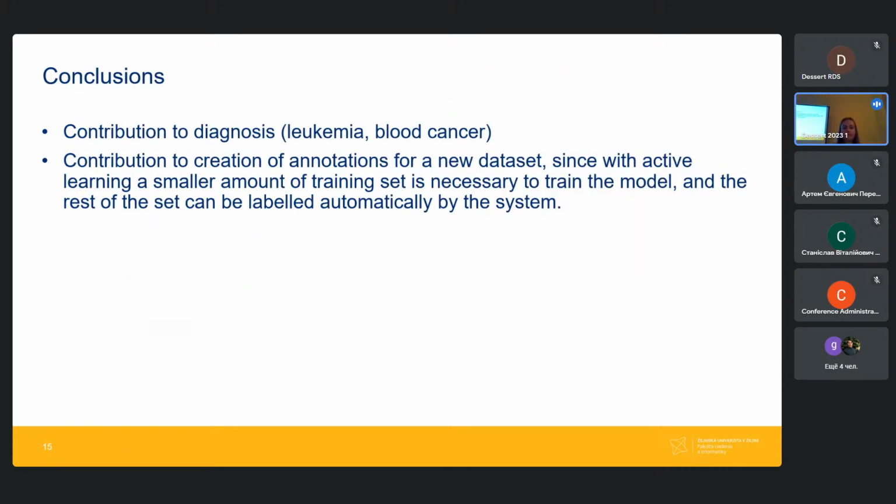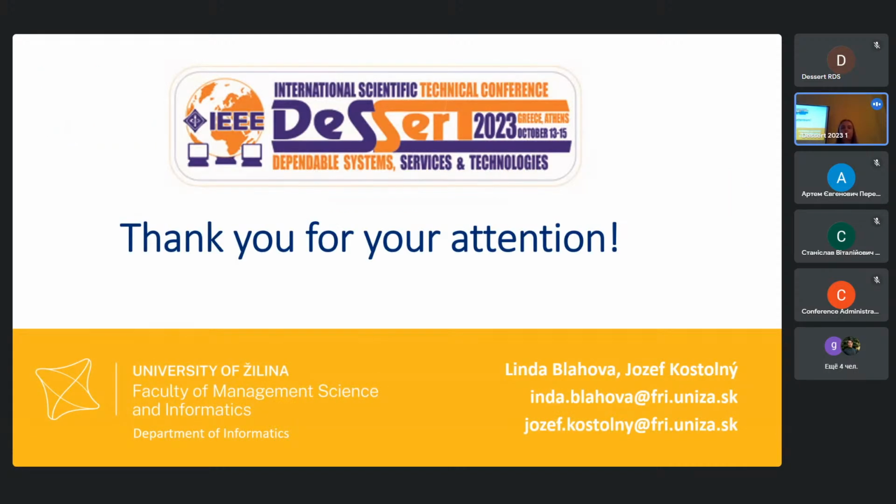To conclude, I would say the contribution is to create a new dataset, because if the region is identified, the doctor or the laboratory worker can just mark what type of cell it is. They don't have to specifically search for the regions, because the system can find the region, and they will just mark the cell. That would be all from my side. Thank you for the attention.